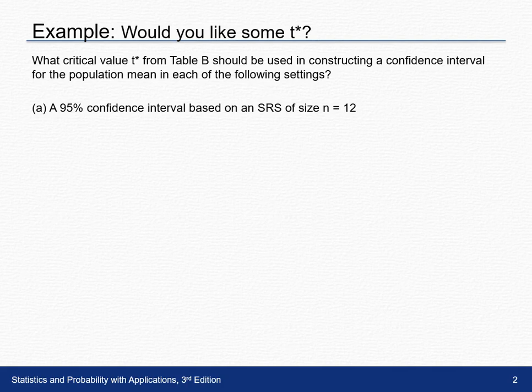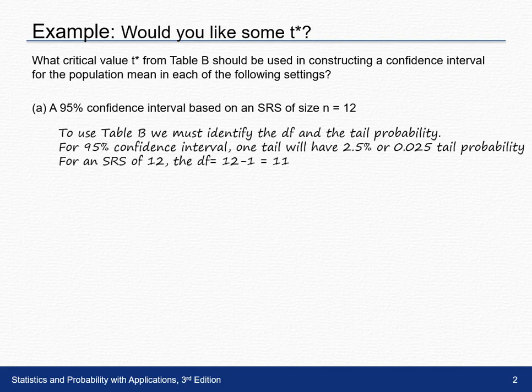So in Part A, we have a 95% confidence interval, and that's coming from a simple random sample of size 12. To use Table B, you need to know two things. You need to know the degrees of freedom, which is your sample size minus 1, and you also need to know your tail probability. Remember, the 95% confidence level would be in the center, which means 5% is left over, so half of that is your tail probability, or the probability in the tails.